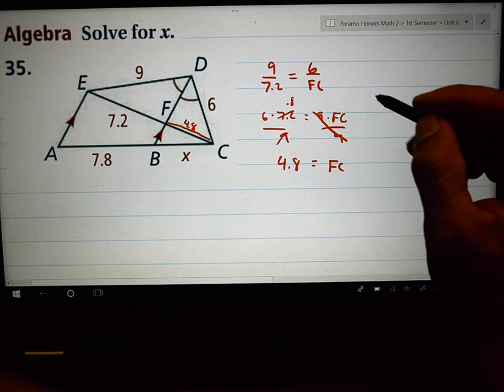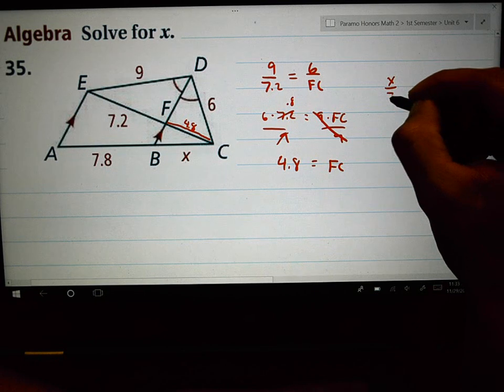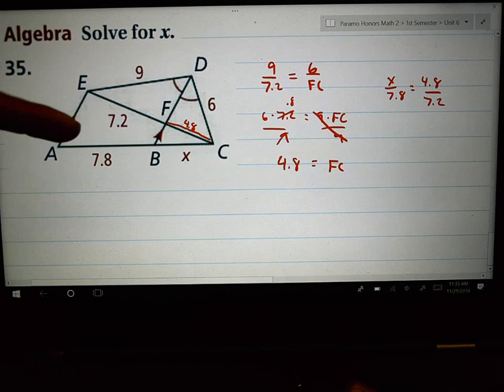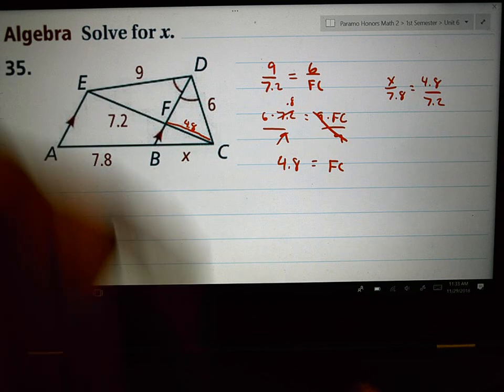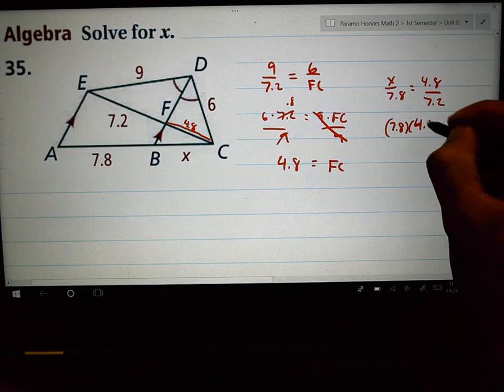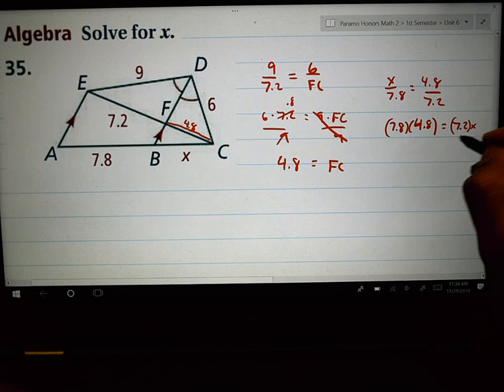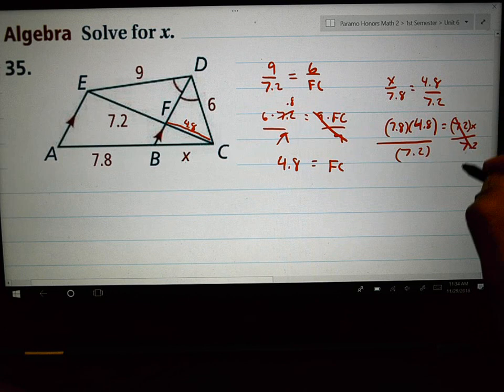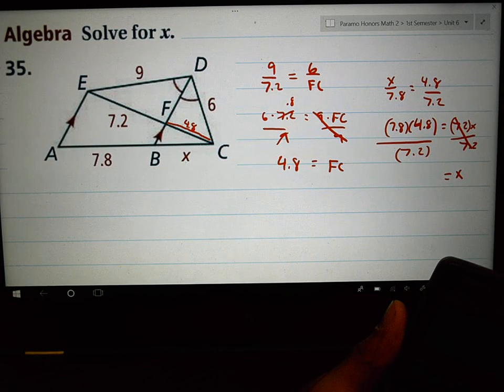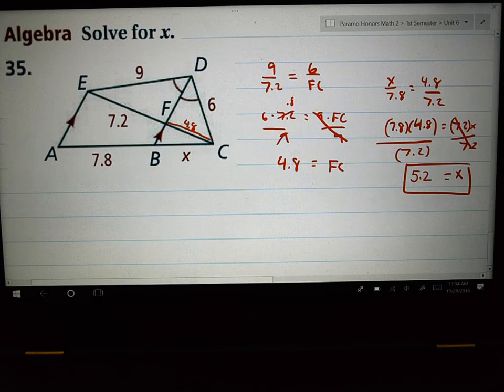So now I can take x over the 7.8 equals that new 4.8 over 7.2. And you could set this up in a different way if you wanted to. You could do 7.2 over 7.8 as long as you did 4.8 over x. It would be the same thing. So I'm going to multiply 7.8 by 4.8 and 7.2 times x, and divide by 7.2 and divide by 7.2. Definitely going to use a calculator here. 7.8 times 4.8 divided by 7.2 comes out to 5.2 is what I'm getting. So it's a two-part problem. I'm going to stop your notes right there.